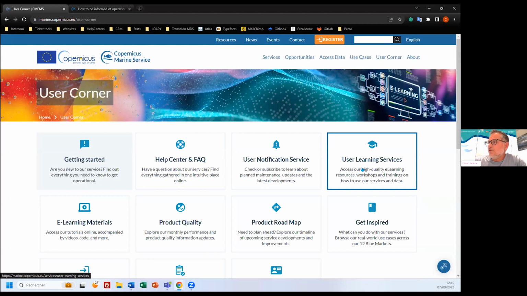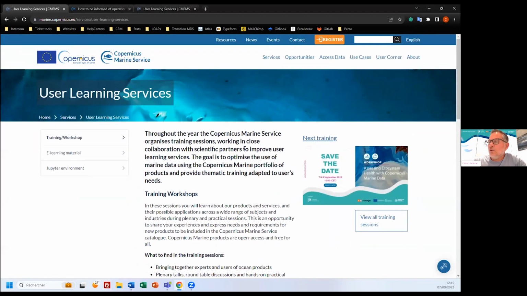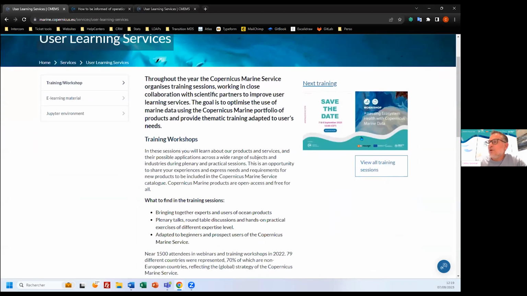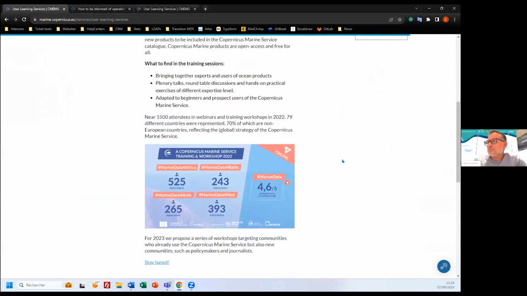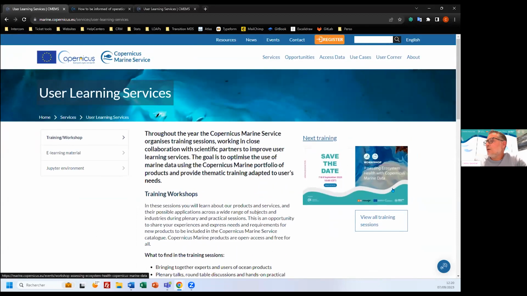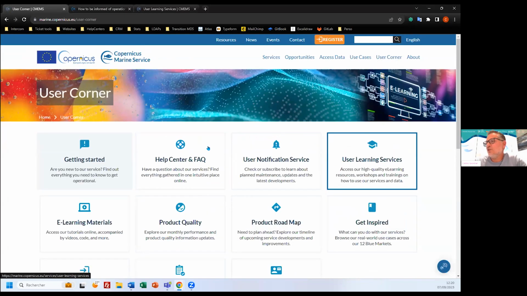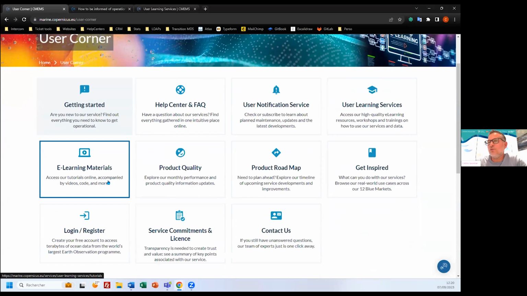The next box is about the user learning service. Here you will find all information about the training and workshops. So next, the future events or past events. You can see the current one. And linked to this section, you will have the e-learning materials.